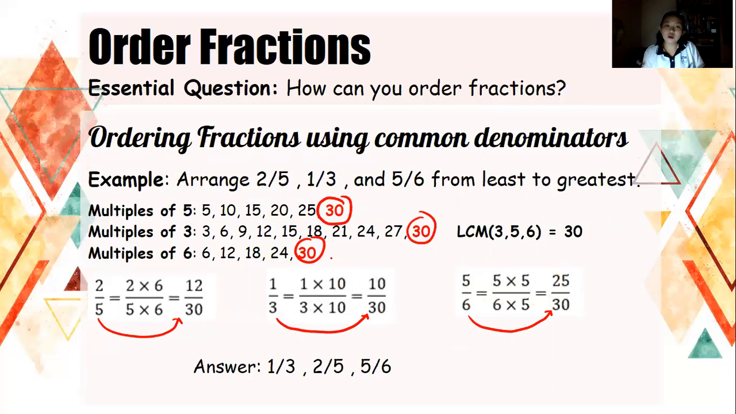Now, when we try to arrange them, we have to compare the numerators because in the denominators part, we already have its LCM, meaning all of the denominators are now the same. So from least to greatest, we have the 10 over 30, which the original fraction is 1/3, followed by 12 out of 30, which is originally written as 2 out of 5. And lastly, we have 5 over 6, which was represented by the biggest fraction, 25 out of 30.